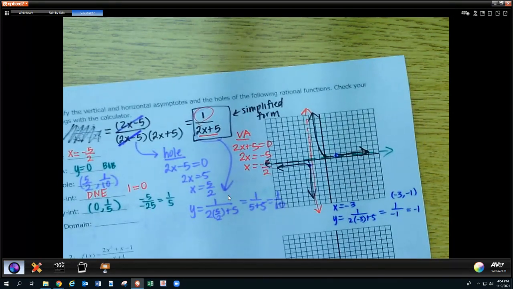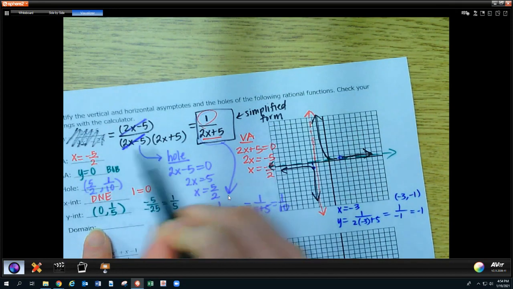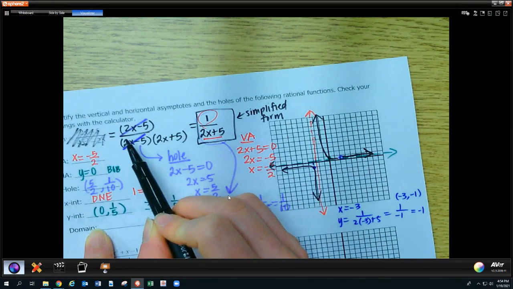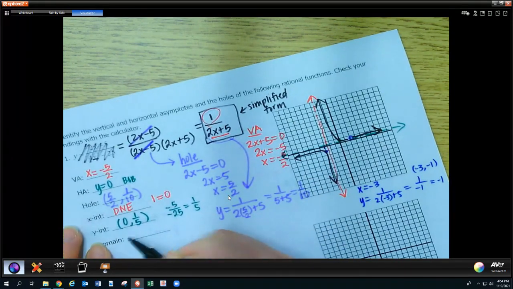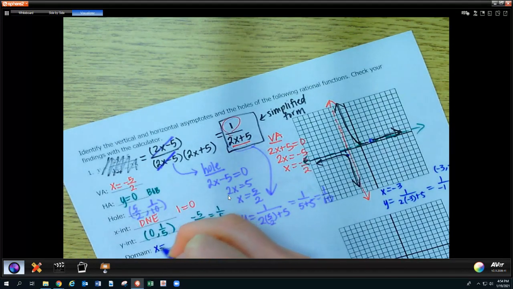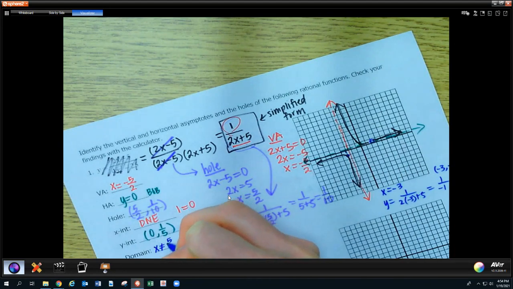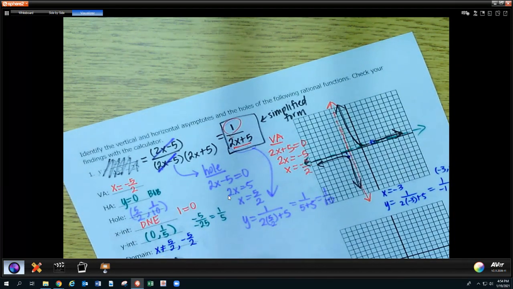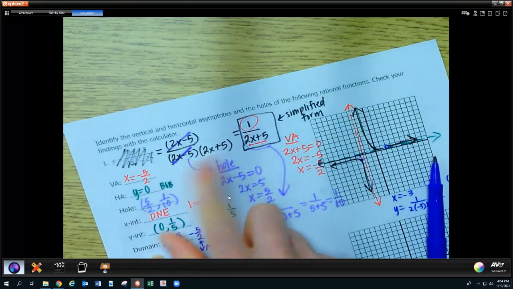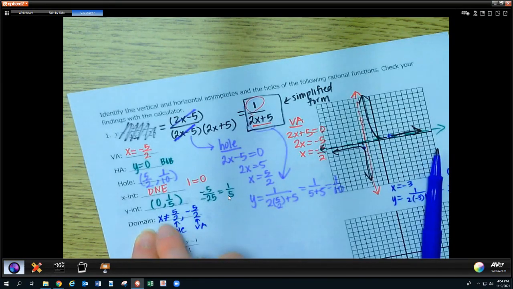Okay. And so for the domain, there's still 2 domain restrictions. One happens to be a hole, one happens to be a vertical asymptote. Okay, and so we still have to exclude both values. And so x cannot equal 5/2, and it cannot equal -5/2. This is the vertical asymptote. This is the hole. So just like we did at the very beginning of this unit, you always set the bottom equal to 0. Regardless of what kind of restriction it is, it's still a domain restriction.